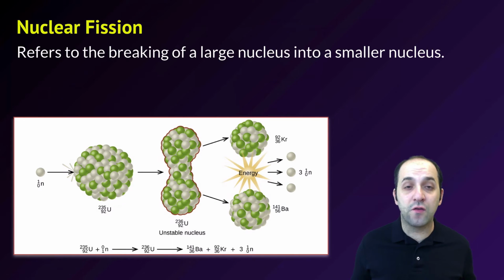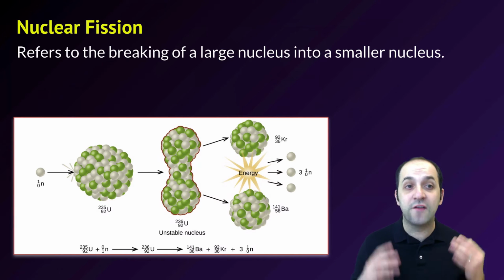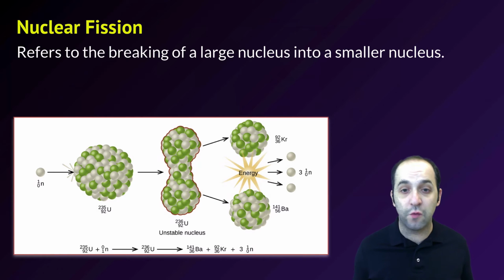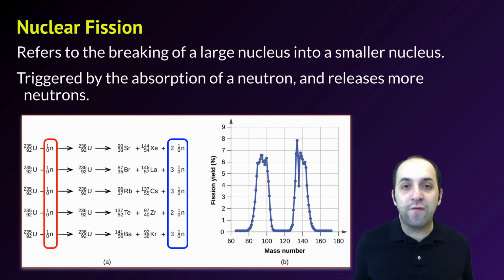Fission just refers to exactly what we just discussed, right? It's the breaking of a large nucleus into smaller nuclei. It's important to understand that only a few isotopes are fissionable. The triggering event for a fission is the absorption of a neutron by the fissioning nucleus, and that's going to cause that nucleus to split into two smaller isotopes.